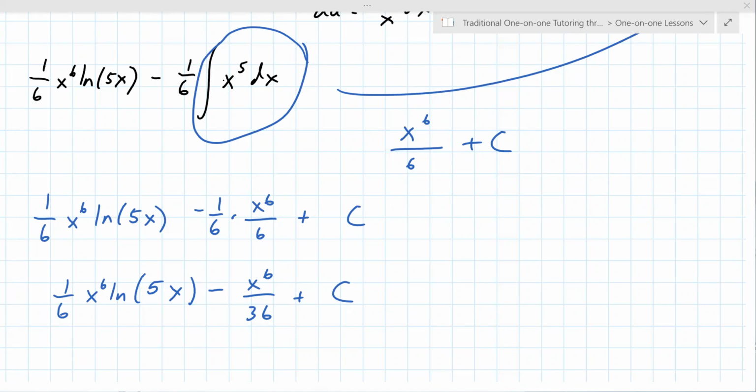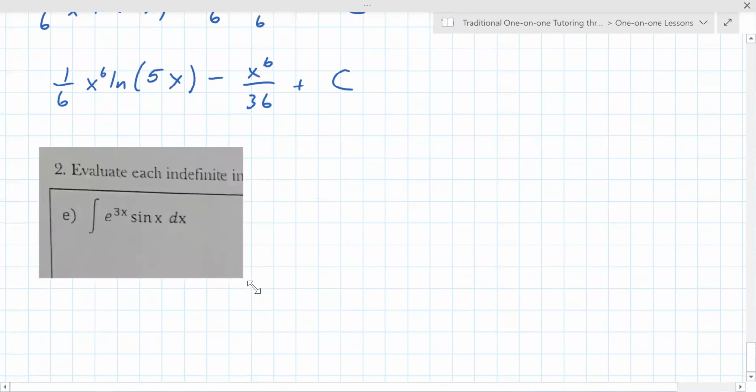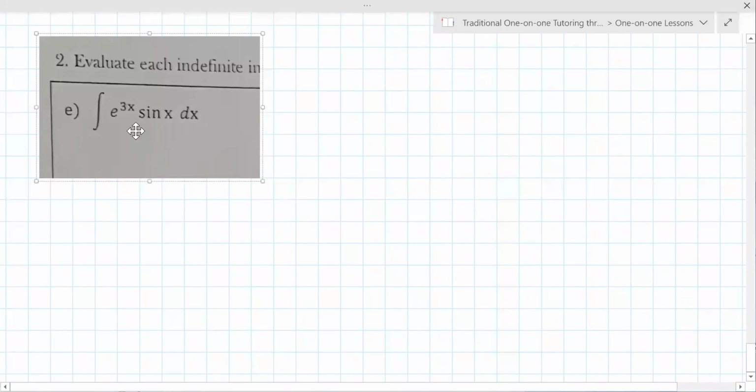All right, let's do a 2E now. This is the other type of integration by parts. There's really 3 types that are generally taught. We've covered 2 of the 3. This is the 3rd of the 3. Yeah, so let's do this. So this is the type where it's an e to the x, and it could be sine or a cosine.